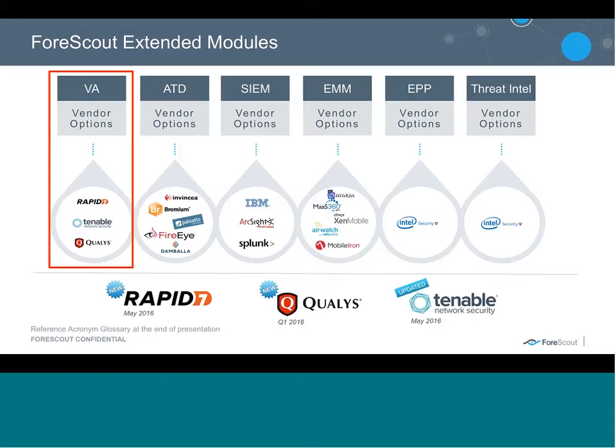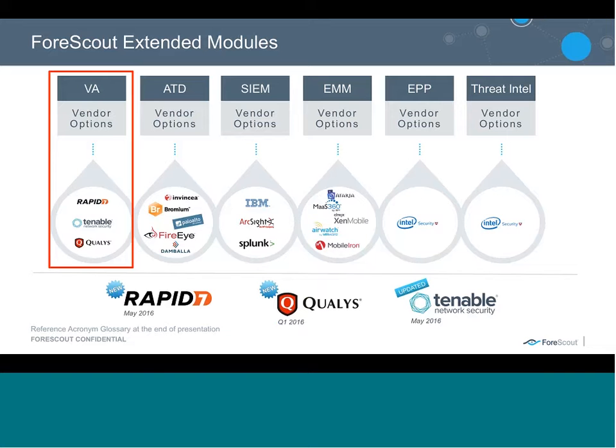So let me explain what an extended module is first before we go any further, for those of you that might not understand it. An extended module is an extension of ForeScout CounterACT that allows us, in most cases, to have bidirectional communication with our partners' products. That's not to be confused with the base modules. The base modules that come with CounterACT do have a little bit of interaction with the partner products, but the extended modules go much further, much wider, much deeper.